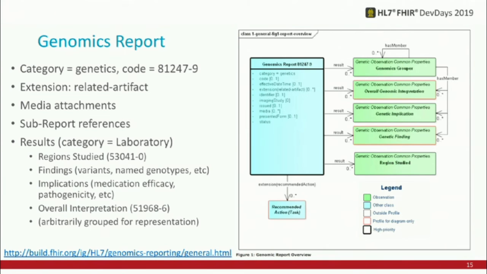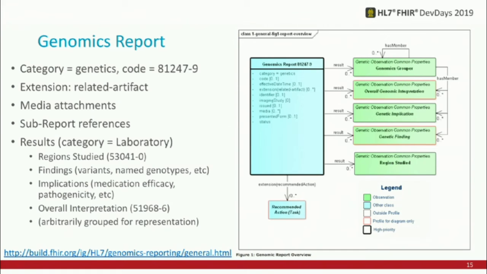And then moving up, we've got the findings, which are the actual genetic assertions of variants. It could also be named genotypes, stuff like that. Moving up from there, we've got the implications, which are the clinical relevance of these different findings. So it would mean medication efficacy or pathogenicity that we've got there. And then there's an overall interpretation. And note that all of these can be arbitrarily grouped for representation using this grouper observation up there.